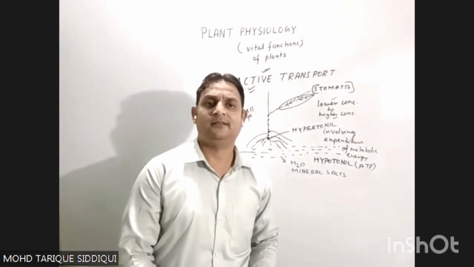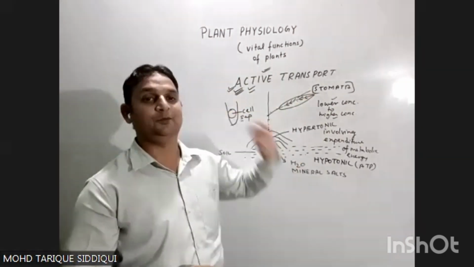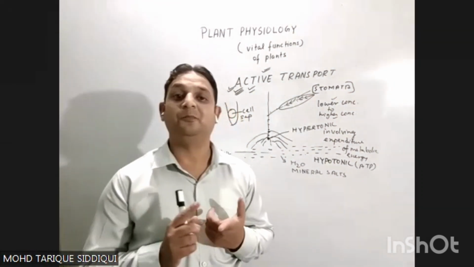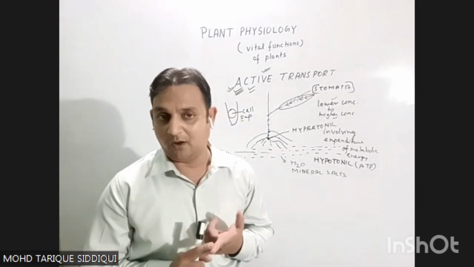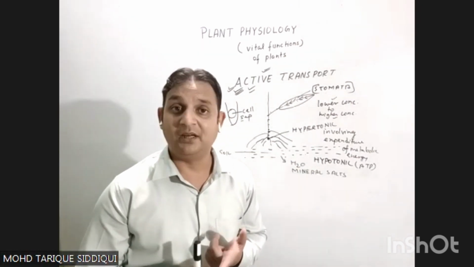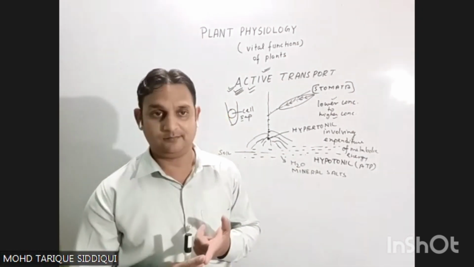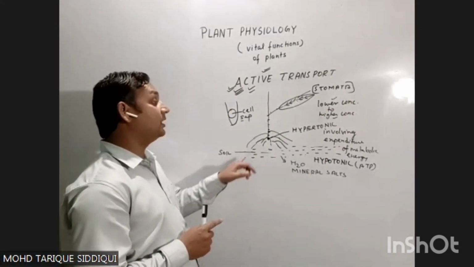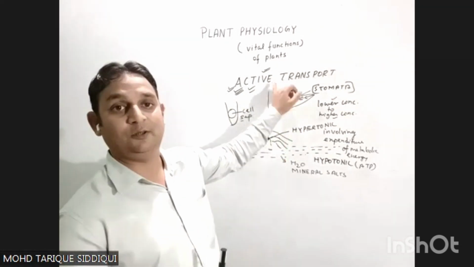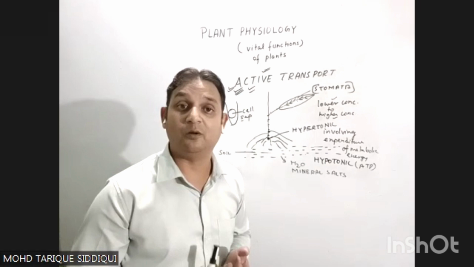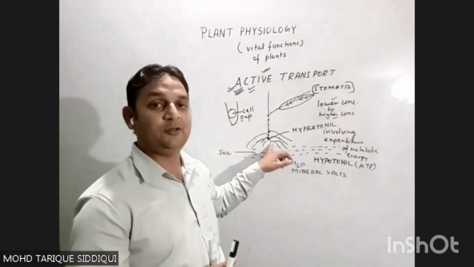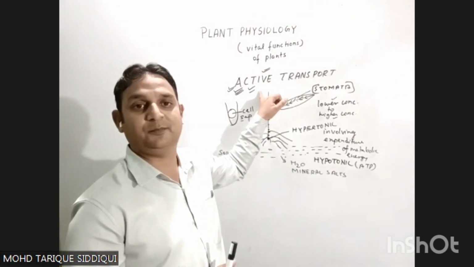Next, write the significance of active transport. The significance of active transport: plant absorbs mineral salts or mineral molecules or ions from the soil by the root by active transport.